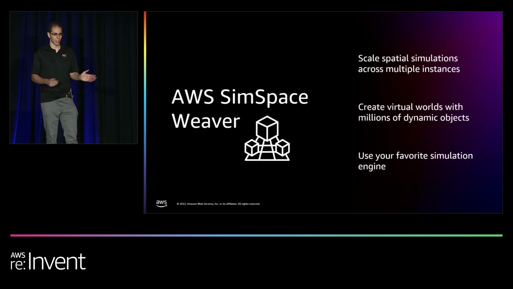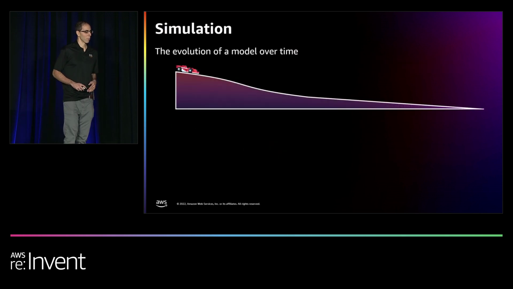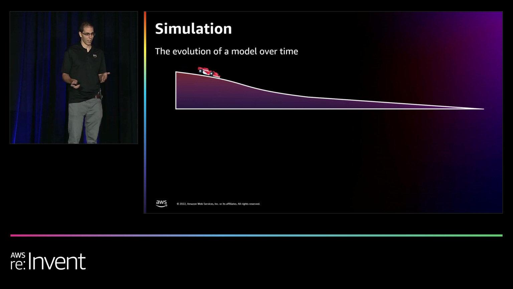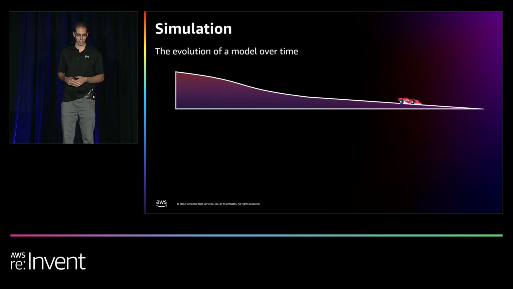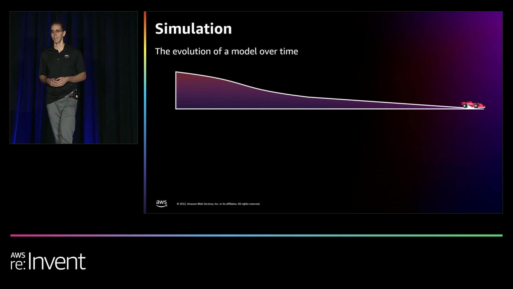To understand why that problem is actually rather hard, let's make sure we're all level set on the basics. Number one, simulation is the evolution of a model over time, much like this car, and the position and velocity of which changes as it rolls down the inclined plane, which physics professors everywhere will rejoice that we are using their examples here at re:Invent.